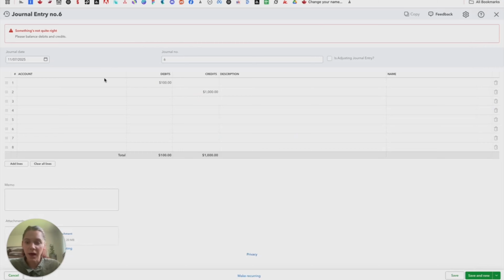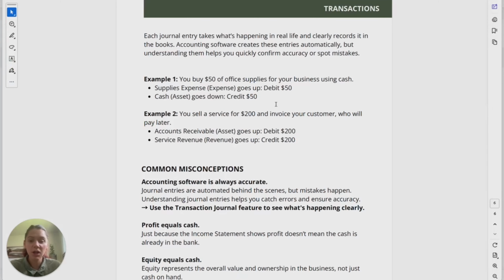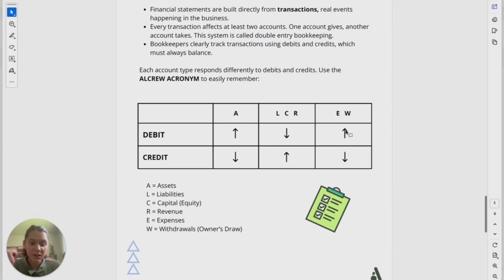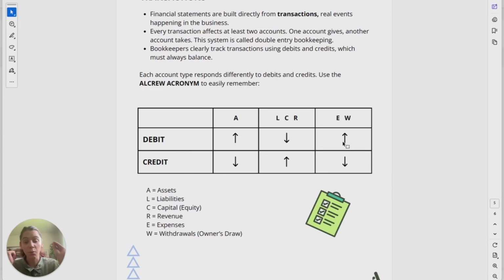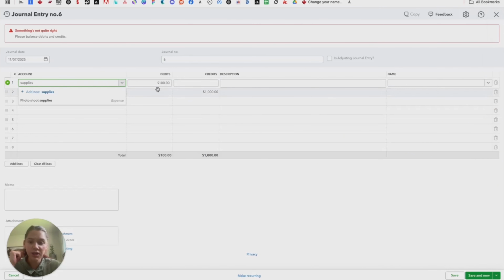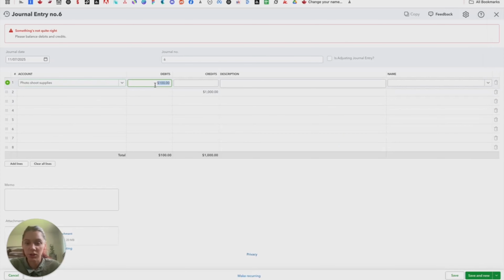So we're going to buy supplies, and actually, let's work through what that is. We're buying $50 of supplies using cash. Supplies would be an expense account, supplies expense. If we go up here, we can see that for an expense to go up, we're buying supplies, we're getting more supplies. Our expense is increasing, so we're going to debit it. So we know supplies will be the debit side of our entry.